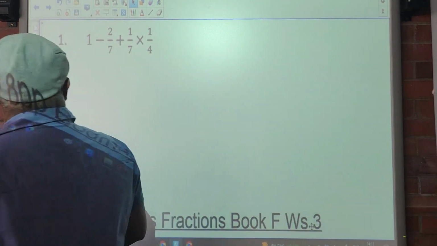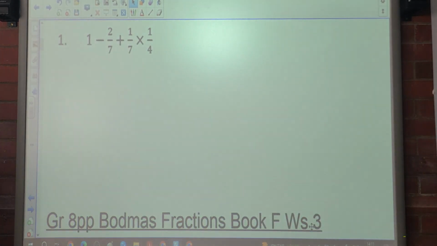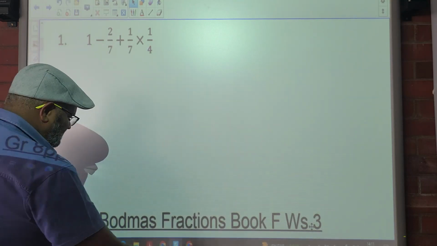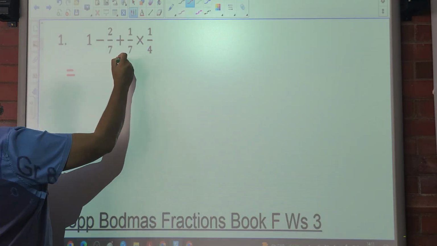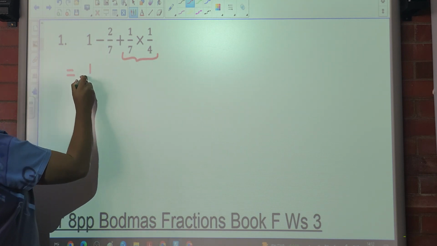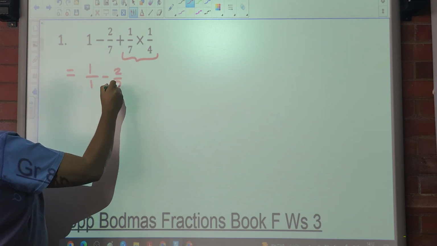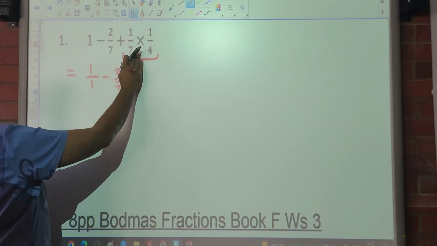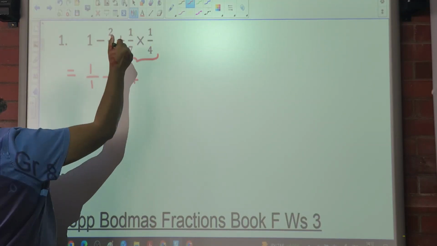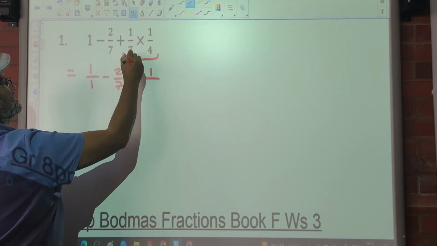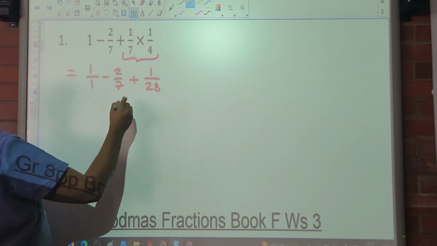So the first sum, we have 1 minus 2 sevenths plus 1 over 7 multiplied by a quarter. So what needs to be done first? Multiplication. So it's going to be 1 over 1 minus 2 over 7 plus. Is there anything that can cancel here? No, sir. So it's going to be 1 times 1 is 1. 4 times 7 is 28.